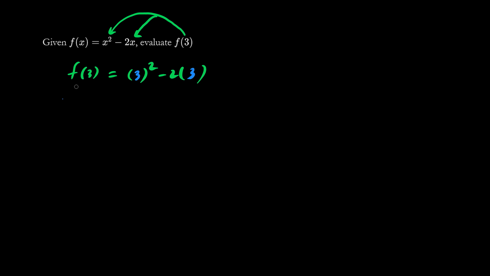So what is this new y value? What's f of 3? This is not f times 3. We're talking about one single output value. y, or f of 3, is equal to 9 minus 2 times 3, which is 6, which is 3.